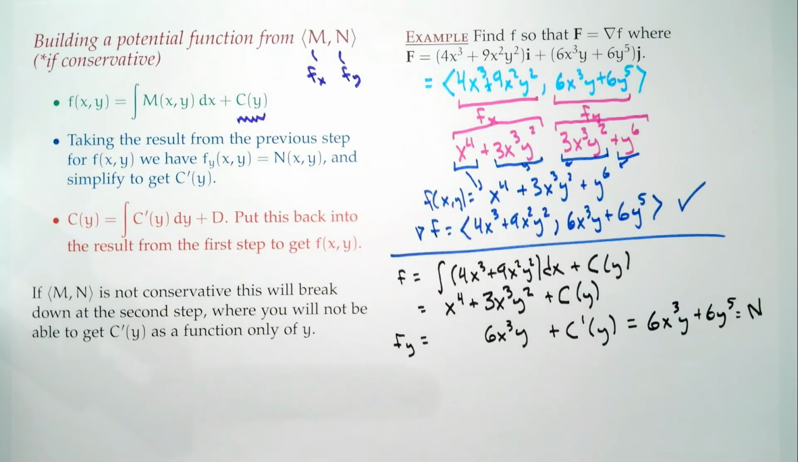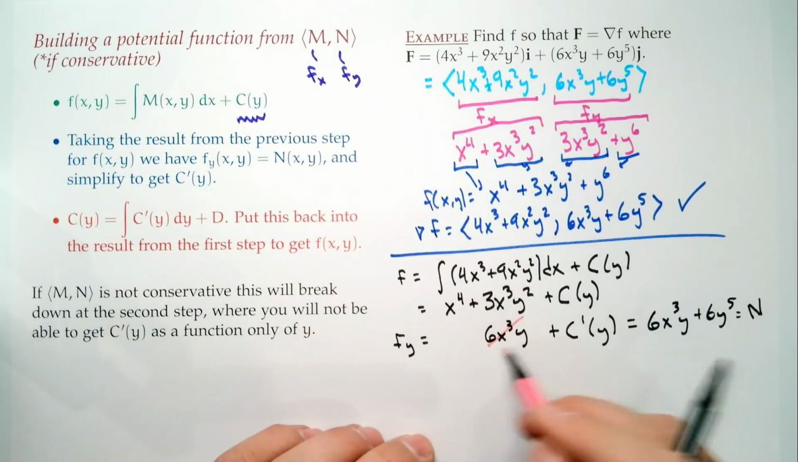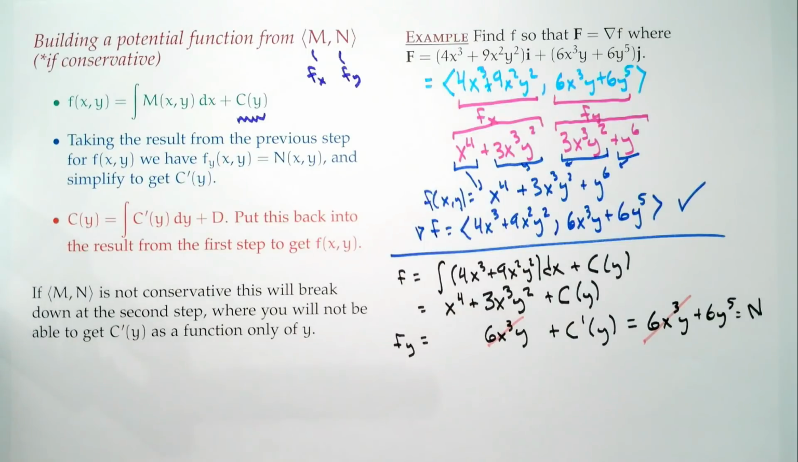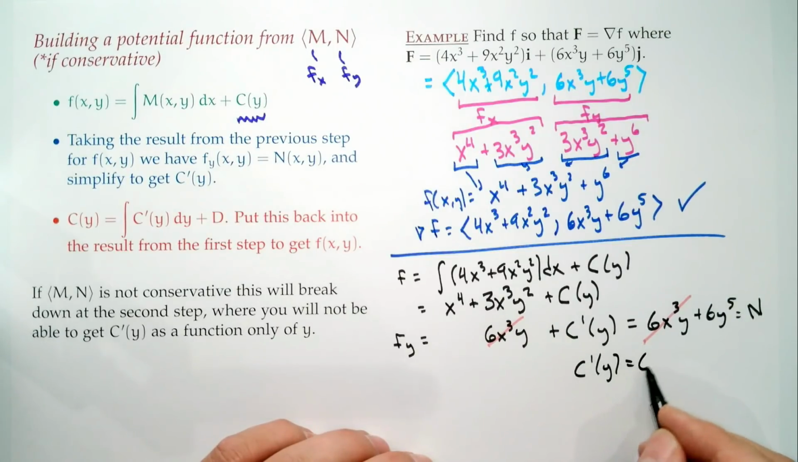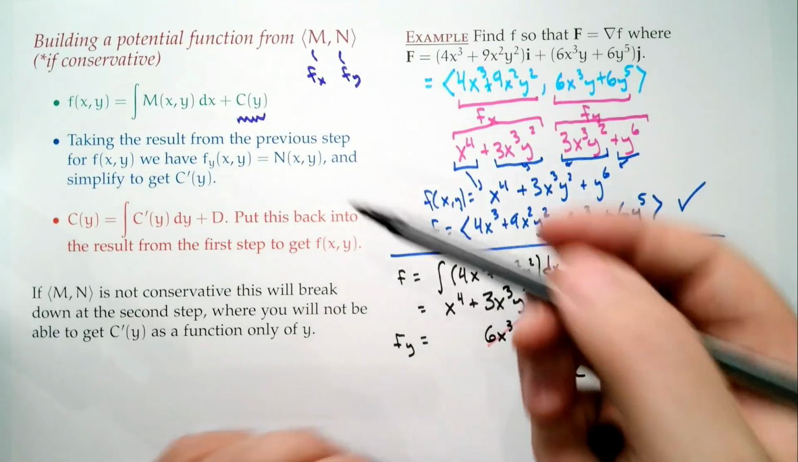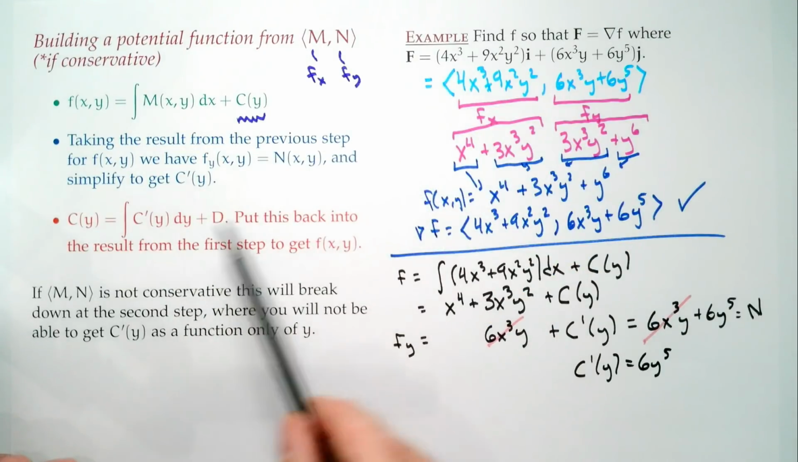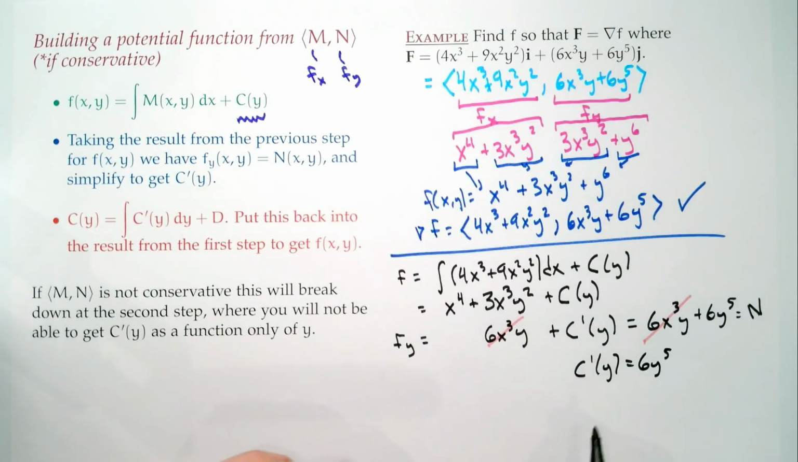Now, we start and say, cancellation. Aha! The 6x cubed y terms are going to knock out each other. So we can conclude that c prime of y is equal to 6y to the fifth. So this is what we're talking about here in the second step. Get that c prime. So if I take the derivative of c of y, I get 6y to the fifth. So what does that say about my original function c of y?